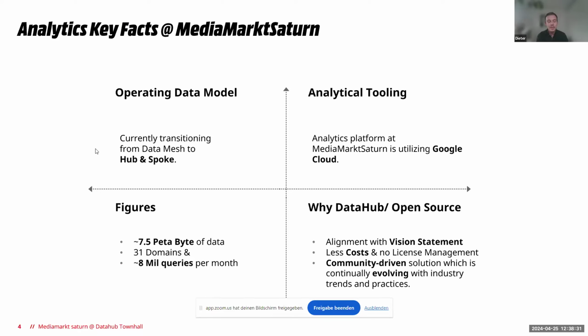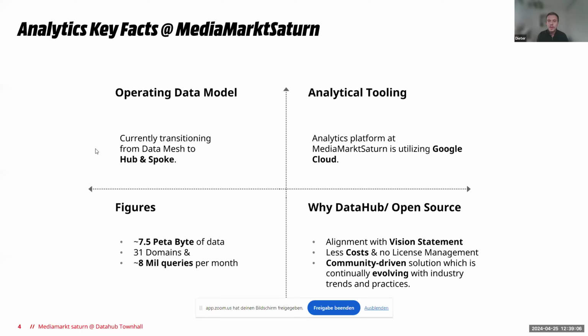Now, some key facts about how we are doing analytics in our analytics platform at MediaMarktSaturn. First of all, we are in a transitioning phase. We have used the concept of data mesh to really scale up our data platform, where we have roughly 8 petabyte of data, roughly 31 domains, including countries, utilizing our platform and generating about 8 million queries on average per month. But to tackle governance challenges, but also interoperability between different domains, we are now transitioning to a hub and spoke approach.